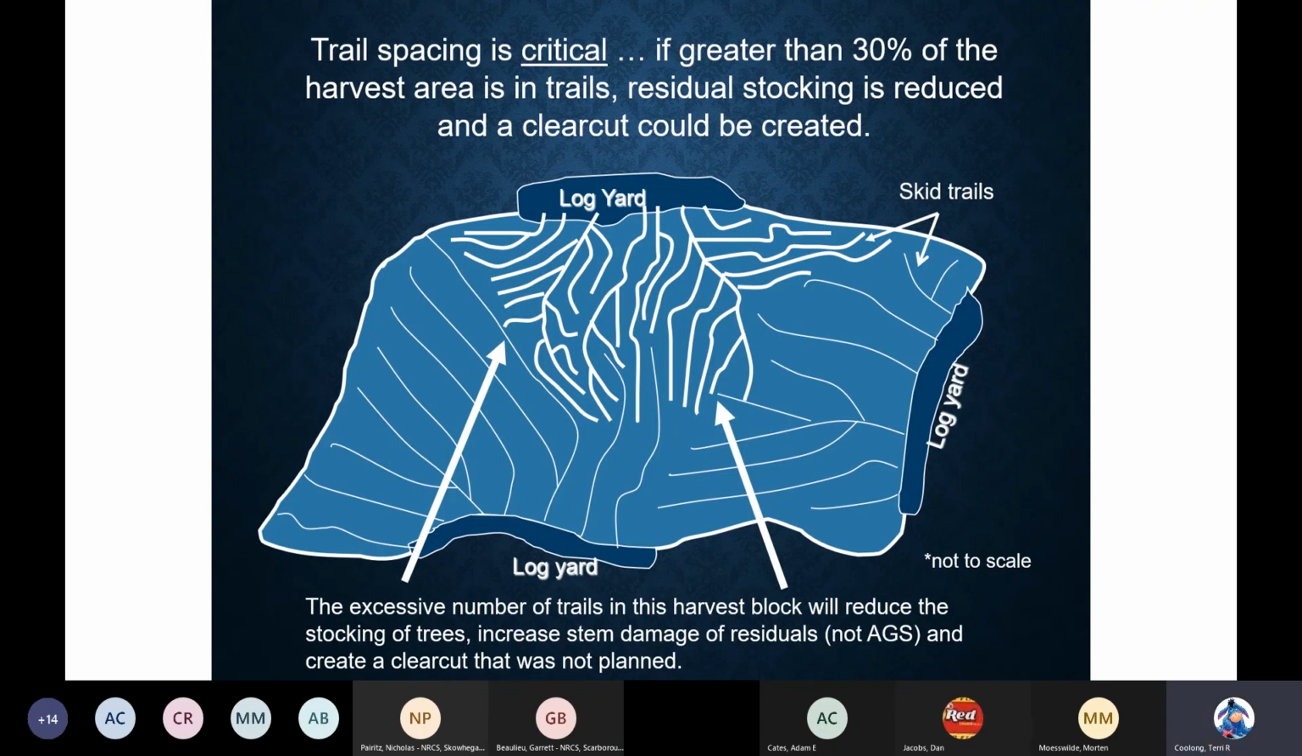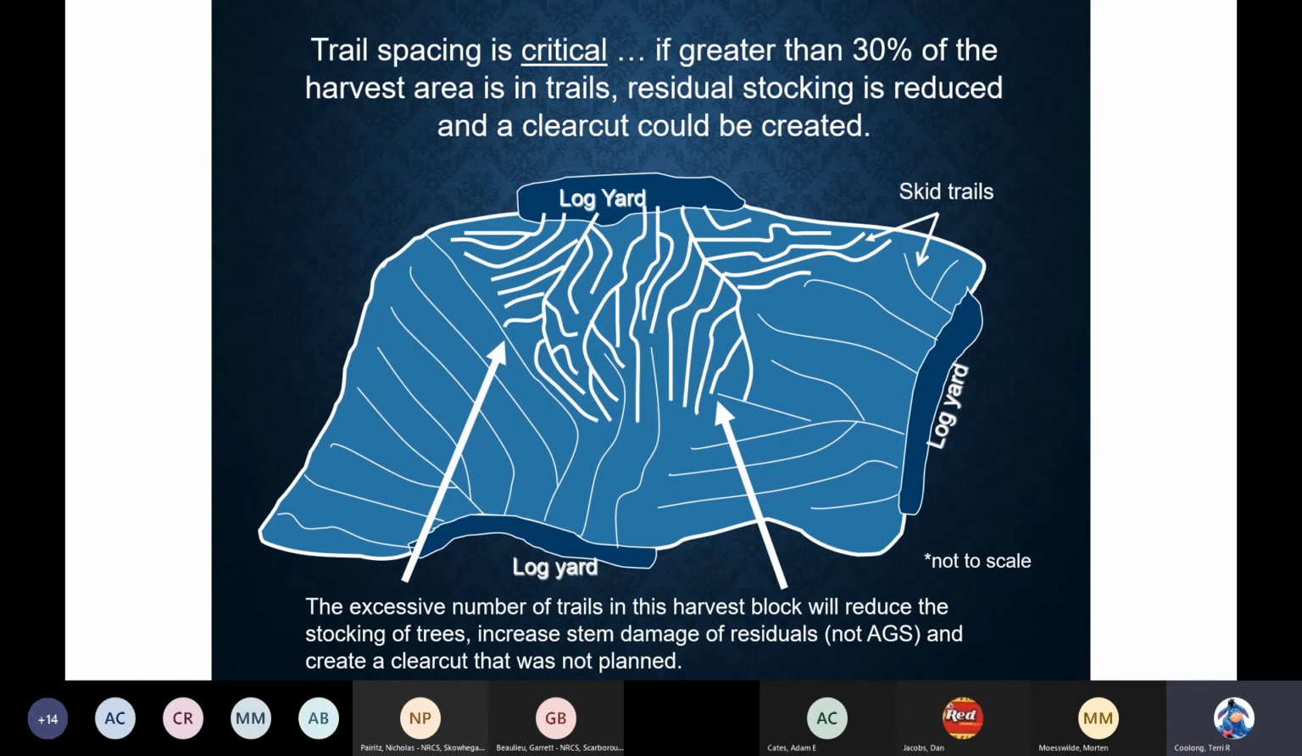Now, one place where people sometimes get into trouble is with their trail spacing. They don't intend to put in a clear cut, but they end up creating one because their skid trails are too close. They're maybe irregularly spaced, and they've taken too many trees out of there. If greater than 30% of the harvest area is in trails, I can almost guarantee you that you're going to have a clear cut there. The residual stocking is just not enough to keep it out of clear cut.